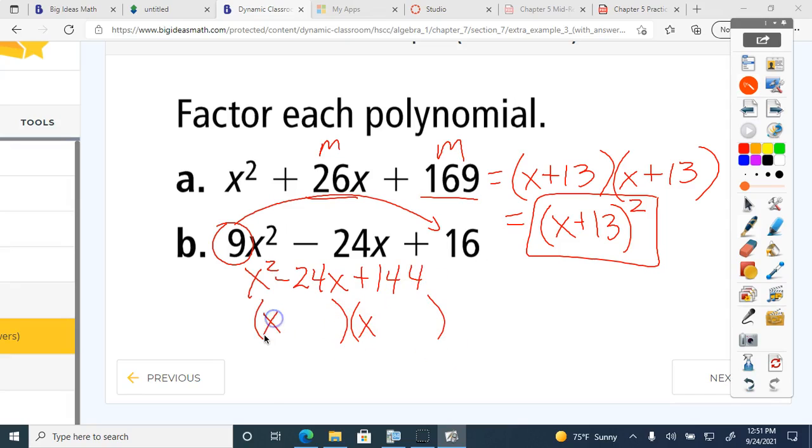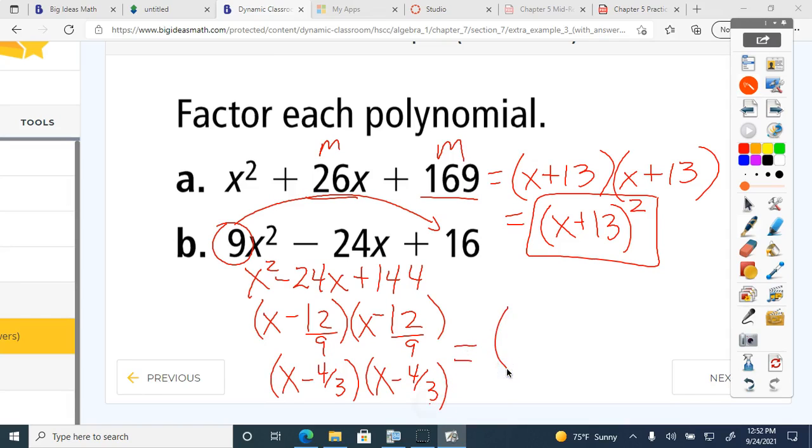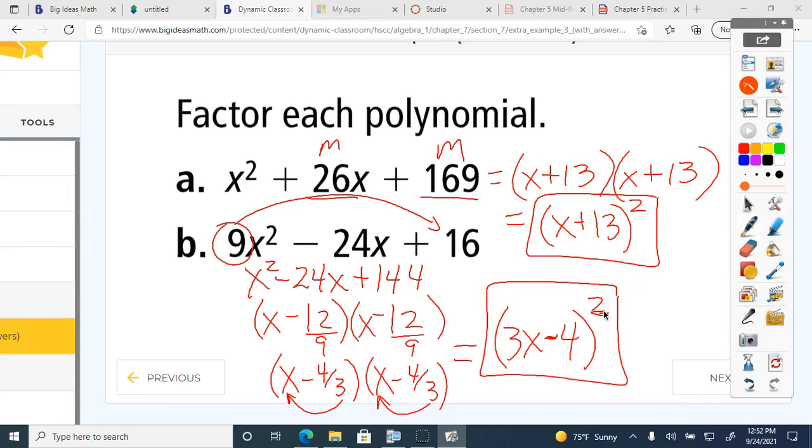So we'll have x and x, and what two numbers multiply to be 144 and add up to be negative 24? Negative 12 and negative 12. Divided by 9. That reduces to x minus 4 over 3 and x minus 4 over 3. So that will be bottoms up, right? 3x minus 4 squared. Okay?